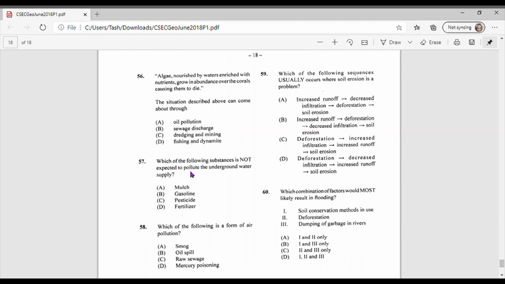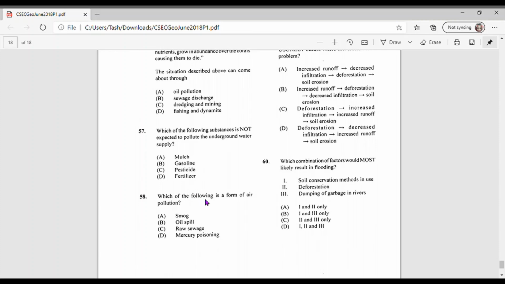57. Which of the following substances is not expected to pollute the underground water supply? Mulch, gasoline, pesticide, or fertilizer? 57, that would have been A. Mulch is on top of the surface and it does not seep through and it is very organic.